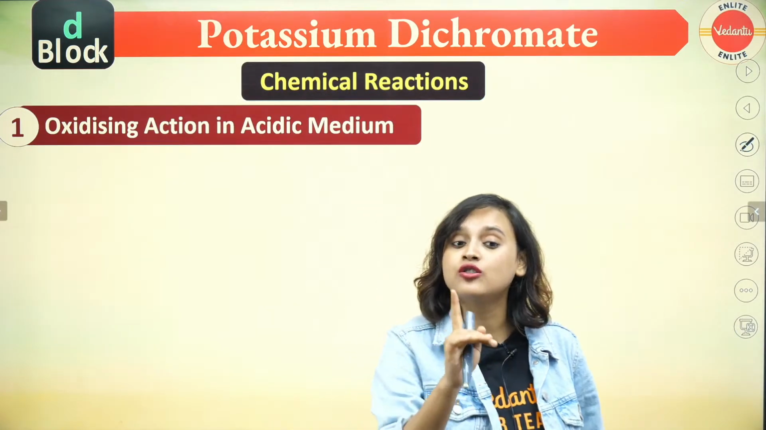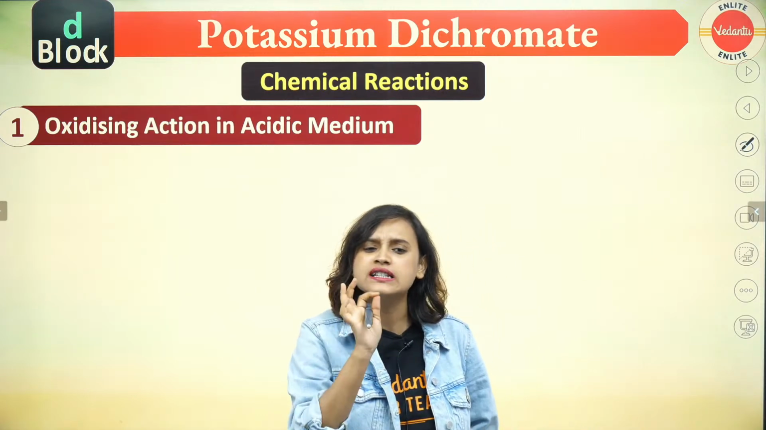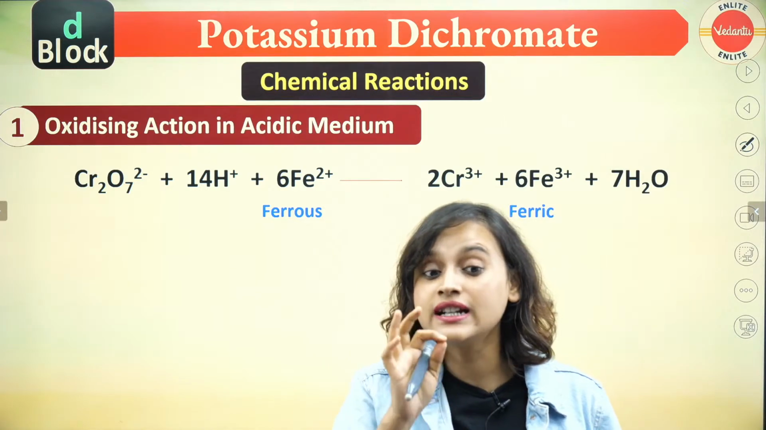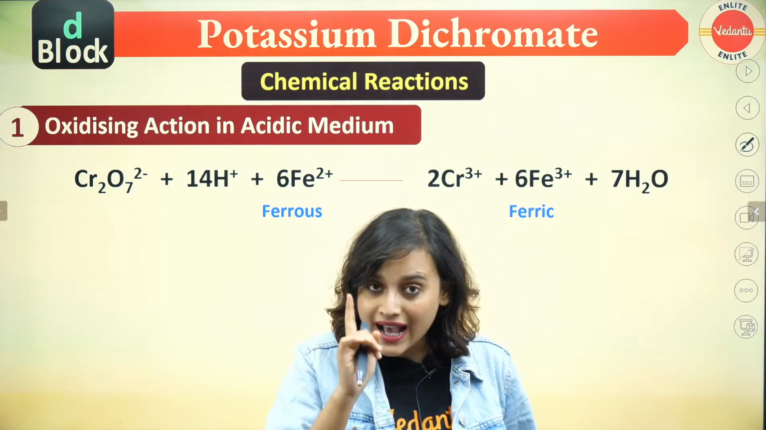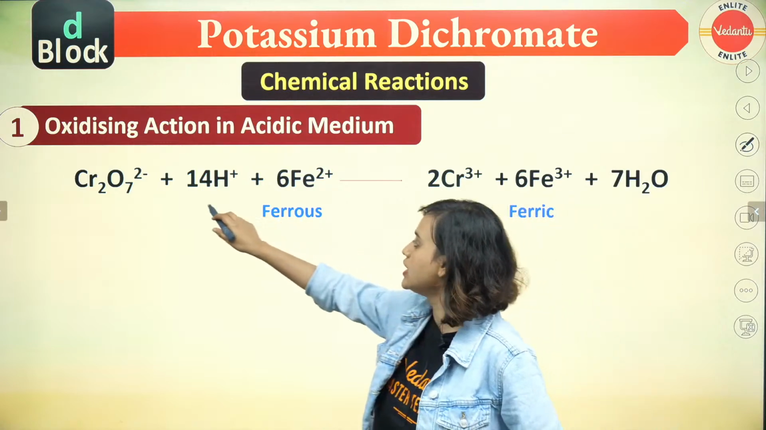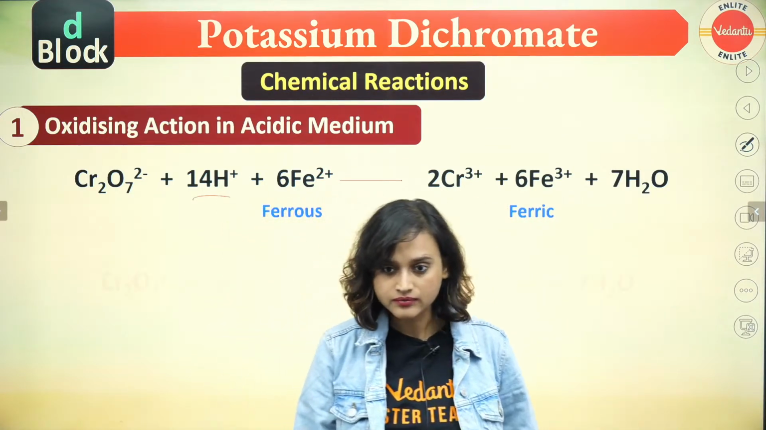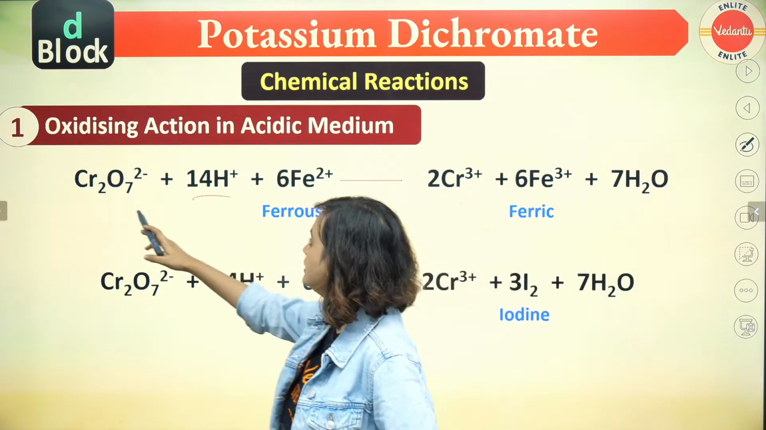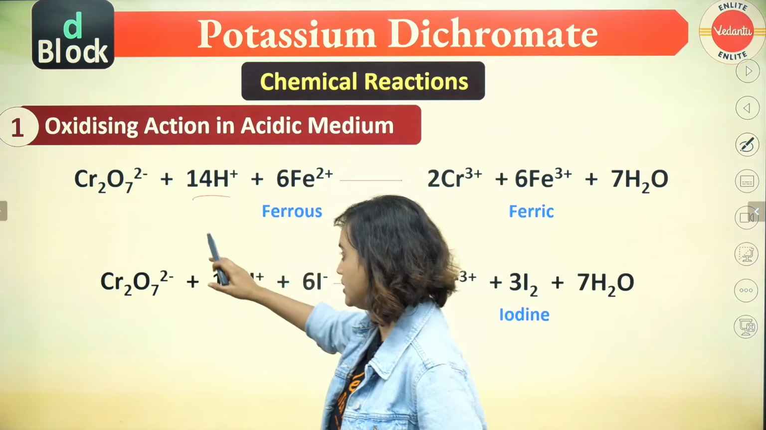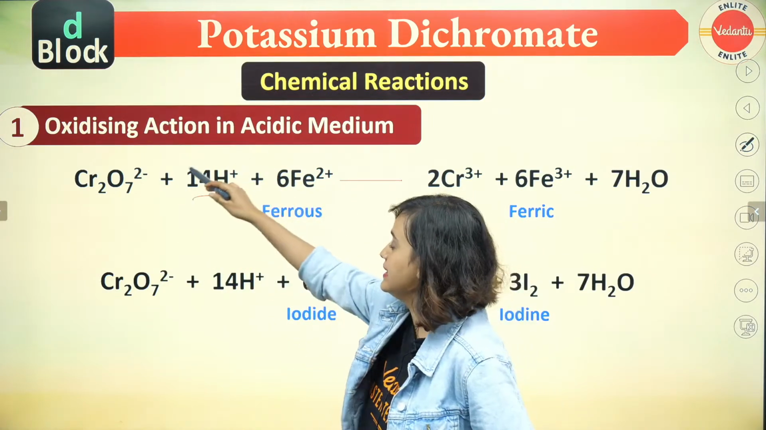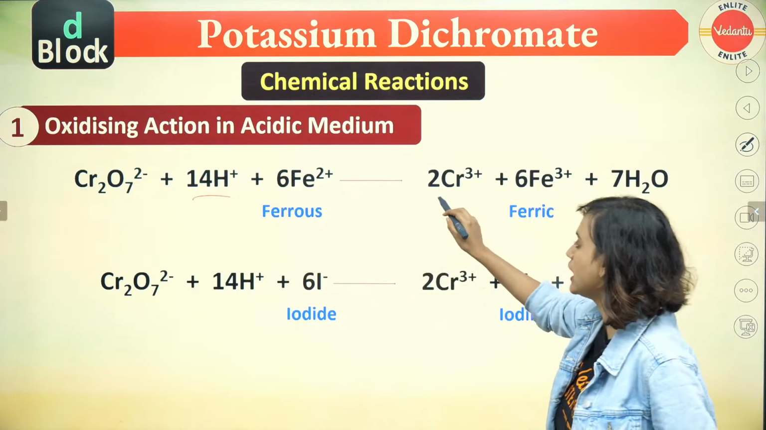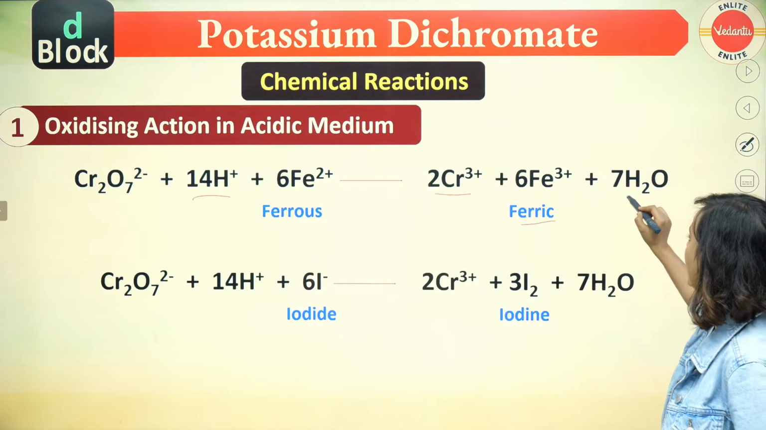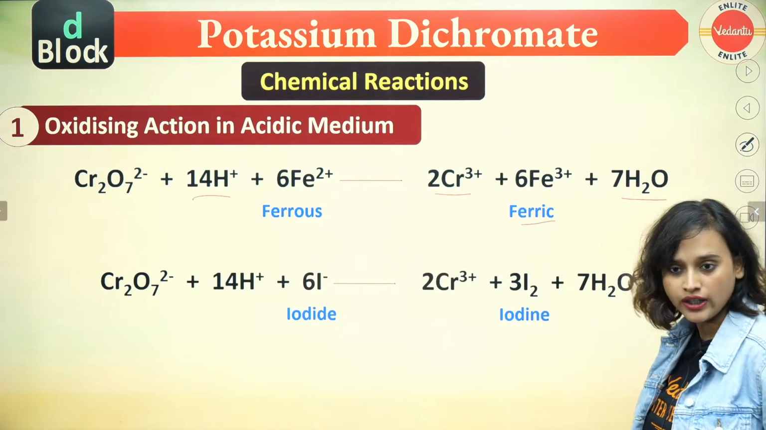Now, potassium dichromate is actually known for its oxidizing action, my dear student. In acidic medium, it is written with 14H+. That means it is acidic medium, isn't it? So we are taking acidic medium, and what do you get? Cr2O7 2-, its action in acidic medium. Take a look at it. Cr3+, 6Fe, you will get ferric, and you will get water out.